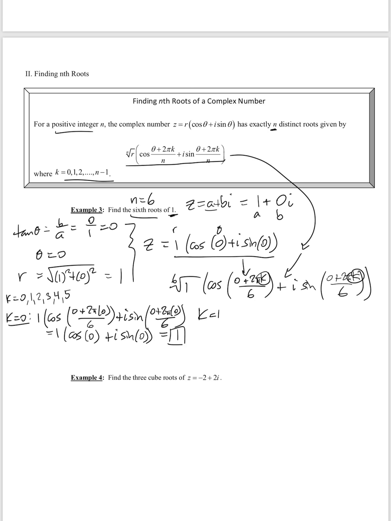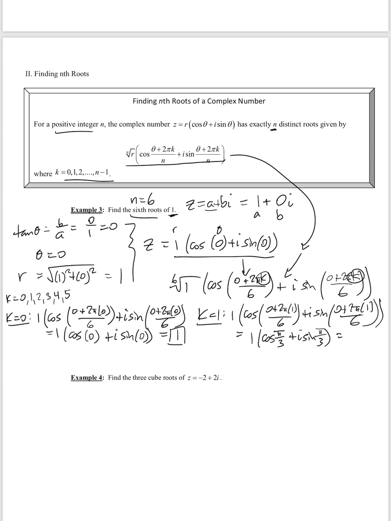If we start with k equals 1, we're plugging in 1 for k now. So I get 1 times cosine of 0 plus 2 pi times 1 all over 6. And that's 1 times cosine of 0 plus 2 pi over 6. 2 pi over 6 is pi over 3, so that's 1 times the cosine of pi over 3, plus i times the sine of pi over 3.